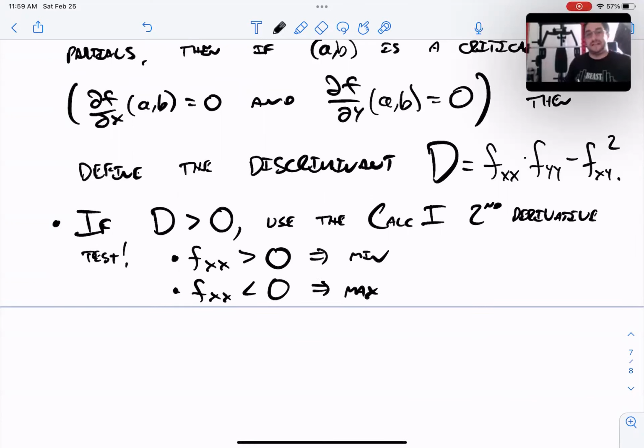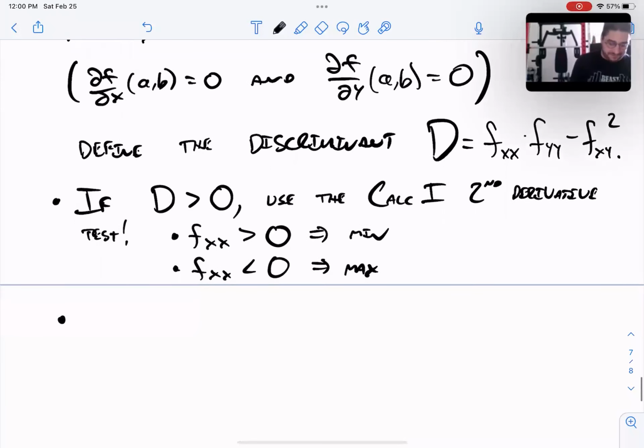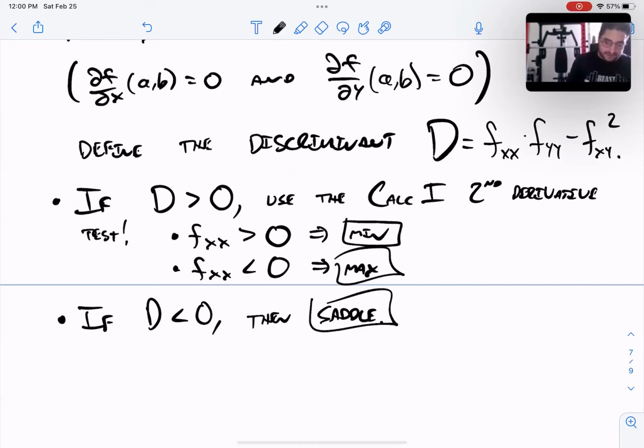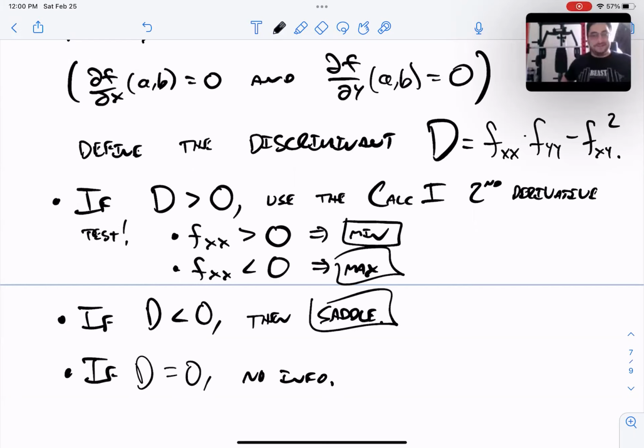So this is where the old Calc 1 second derivative test lives, as a subcase of this multivariable second derivative test. When the discriminant is positive, you get to just go do the old Calc 1 thing. If the discriminant is negative, then we have a saddle. So this is min versus max versus saddle. And if the discriminant is 0, then this test gives no info. So you have to go on and do something else.